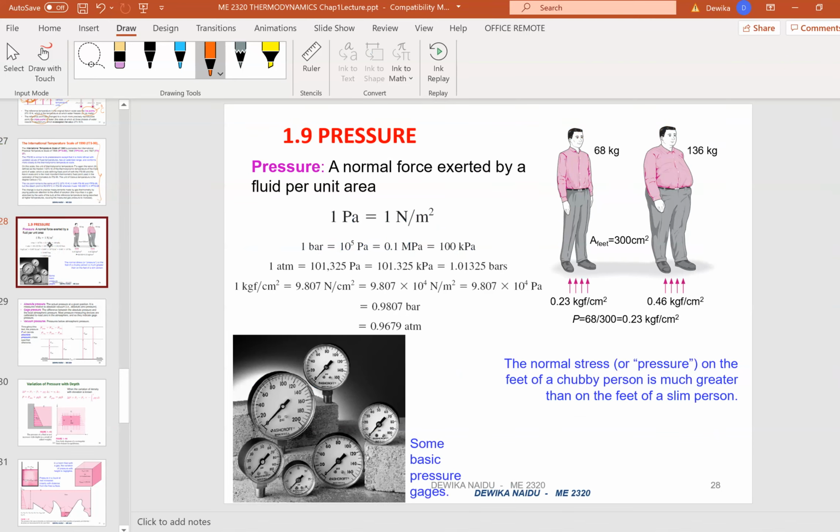Next would be pressure. So what is pressure? Pressure is force over area, Newtons over area. 1 atm is equivalent to 101325 Pascal or 101.325 kilopascal. Area plays an important role in pressure as well. Look at that, the pressure is 0.46. If both had the same weight, the person with the smaller area will have more pressure on his foot compared to the one with the larger area.